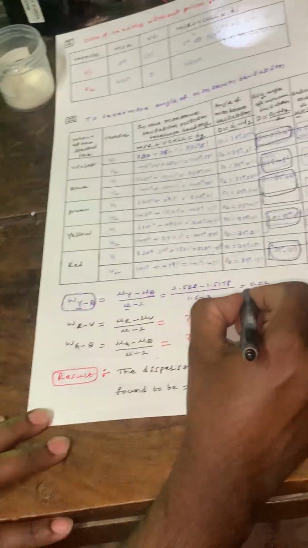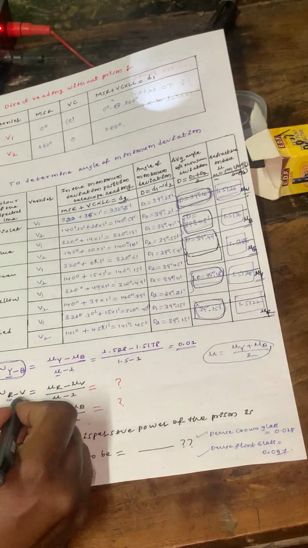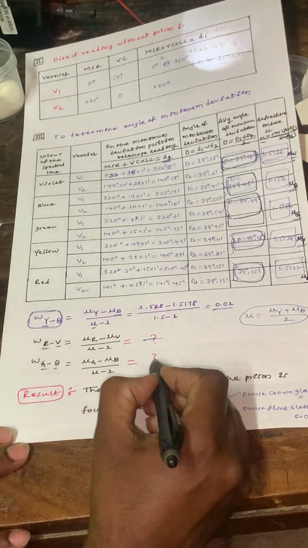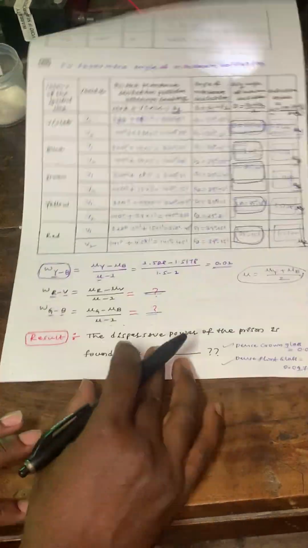So that value, 0.01 you are getting, and for red color and violet color, green color and blue color, you are able to find out. You are getting the dispersive power of the prism for the different colors.